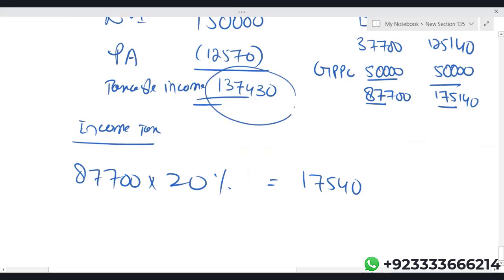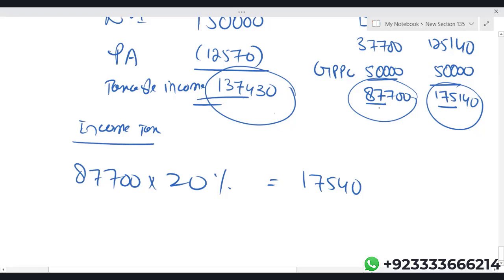From this, 137,430 will deduct 87,700. Whatever comes, obviously that will fall in the high rate band. And this individual is a high rate taxpayer. It is not an additional rate taxpayer because income is not exceeding 175,140. Because now due to gross PPC, this individual is having a high rate band limit of 175,140.